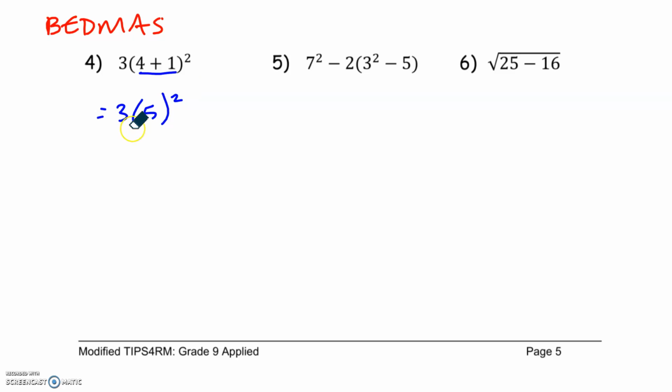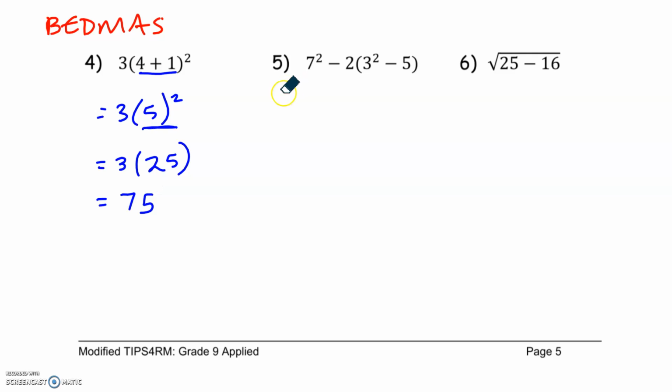Now, some of you might be tempted to do 3 times 5, but that's the wrong choice. I can't do timesing yet. I have to do my exponent, 5 squared. So it'll be 3 times the answer to 5 squared, which is 25. Okay, and now I can answer: 3 times 25 is 75.